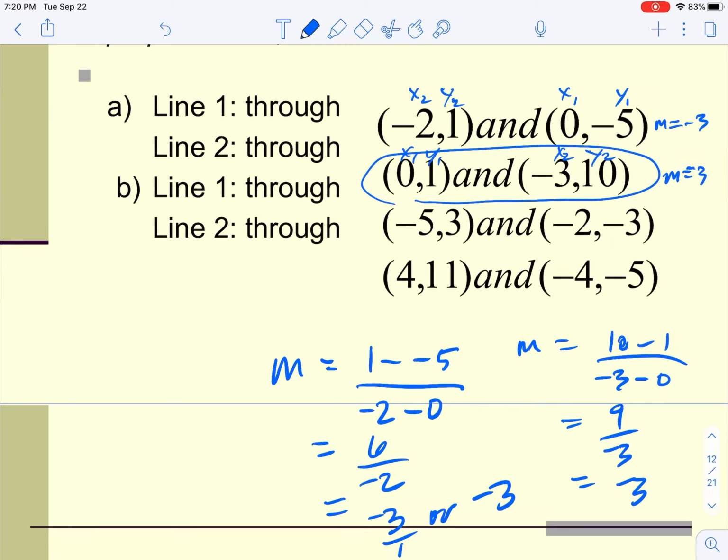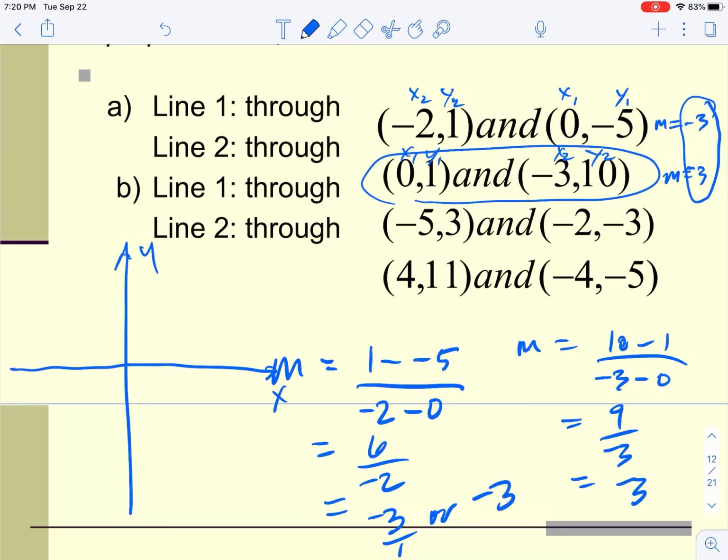What does that tell you? The slopes are the same rise over the run, so those two lines have to be parallel. If I was to graph them, and if I knew what the y-intercept was, I don't, but I'm guessing they would look something like this.